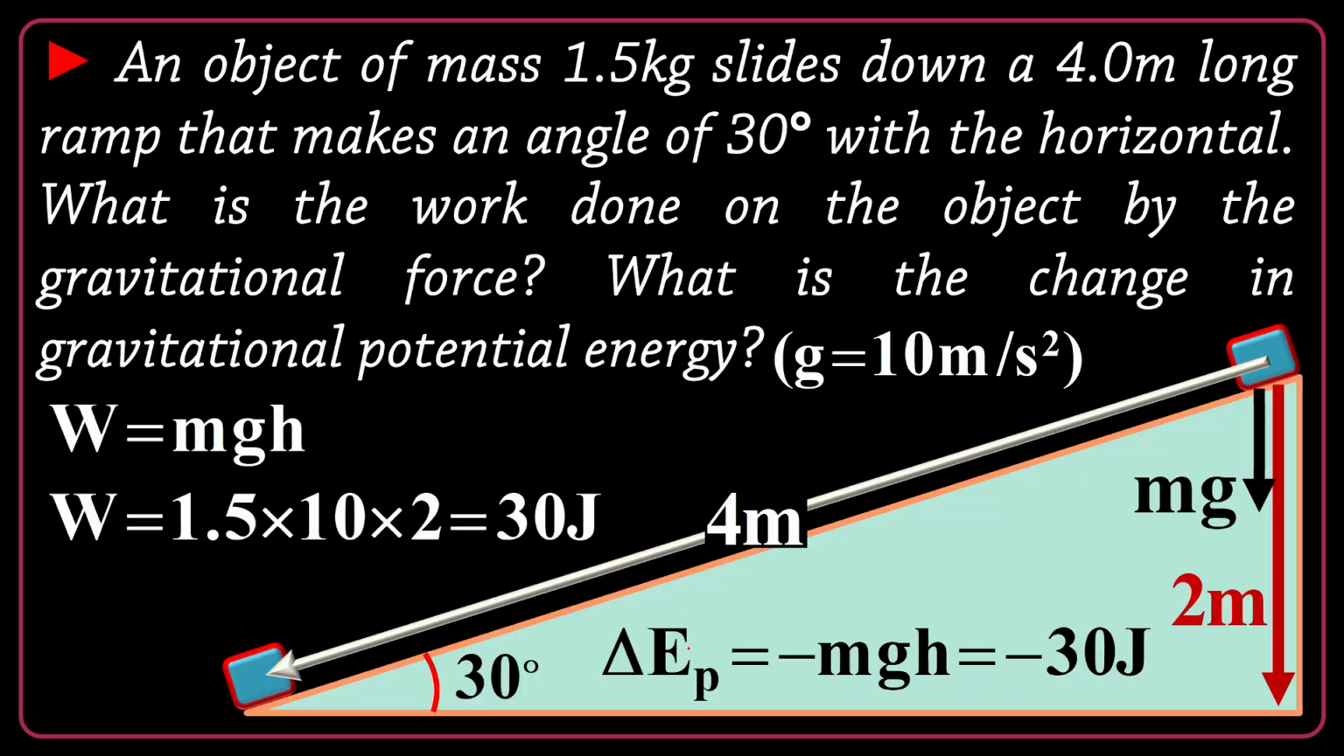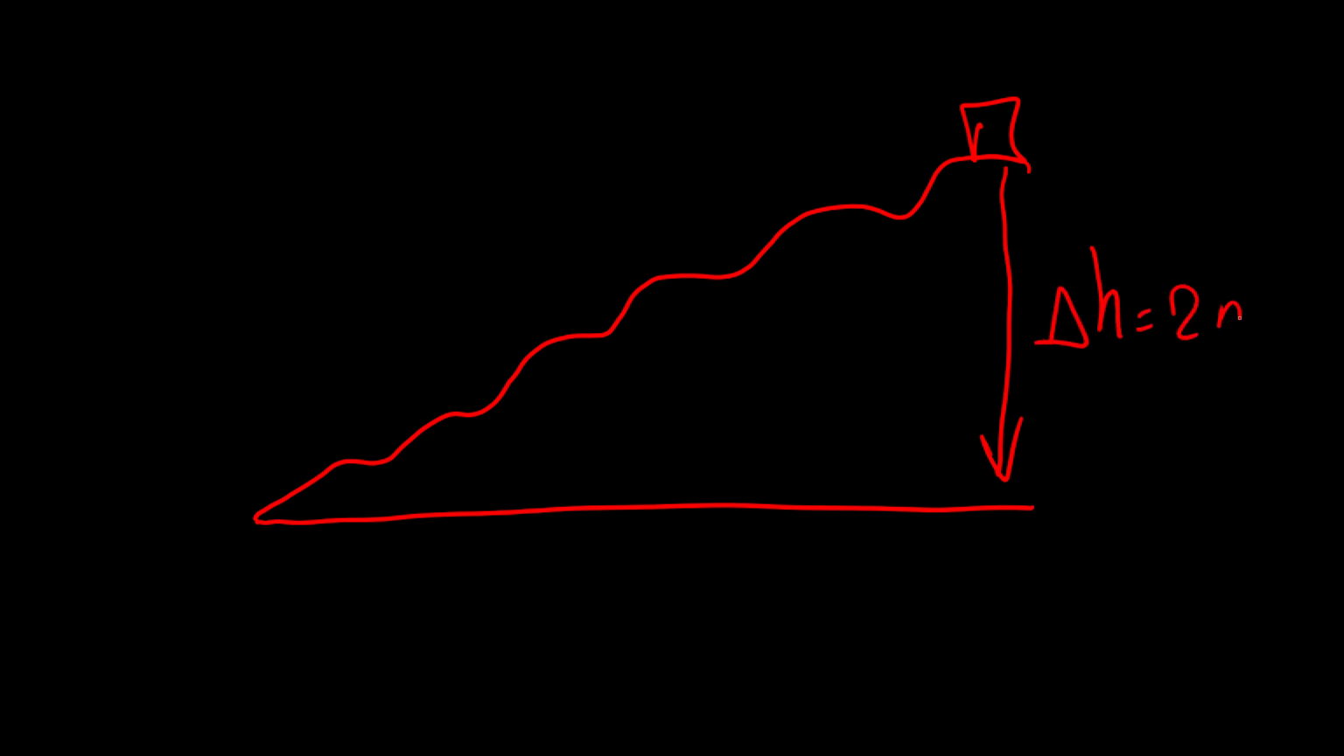So if I have something like this, the object is here. If I have a very, very strange path, but I know the vertical displacement to be 2 meters, I will have the same answer. So don't bother yourself to check the path and find the change in gravitational potential energy point by point. It's not necessary. Just delta H, the vertical displacement, is enough.